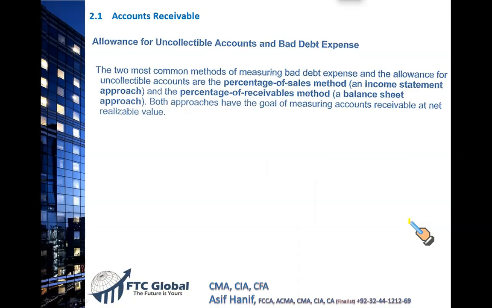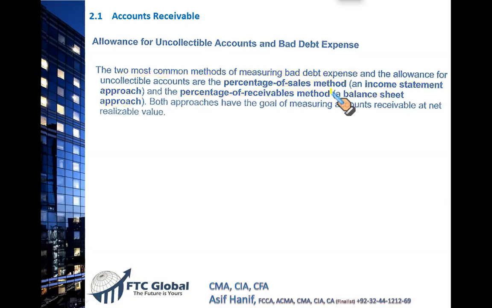But in the US accounting literature, we use allowance for uncollectible accounts. The dynamics stay the same. There are two methods for measuring bad debt expense. One is called the income statement approach, also sometimes called the percentage of sales method. The other is called the balance sheet approach, or the percentage of receivables method.